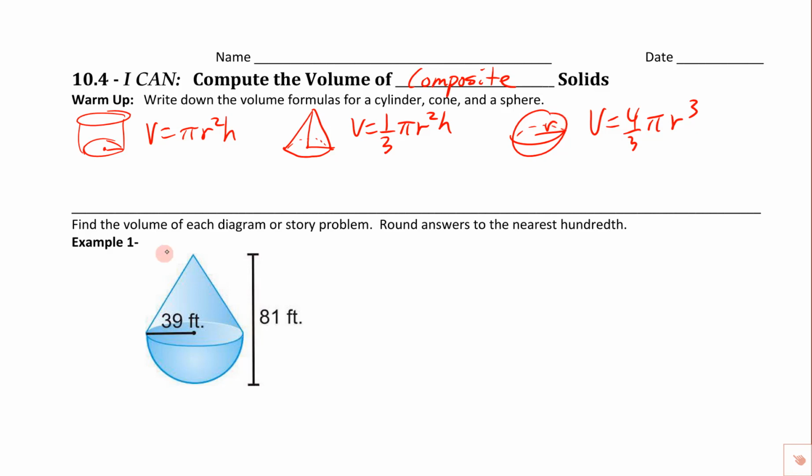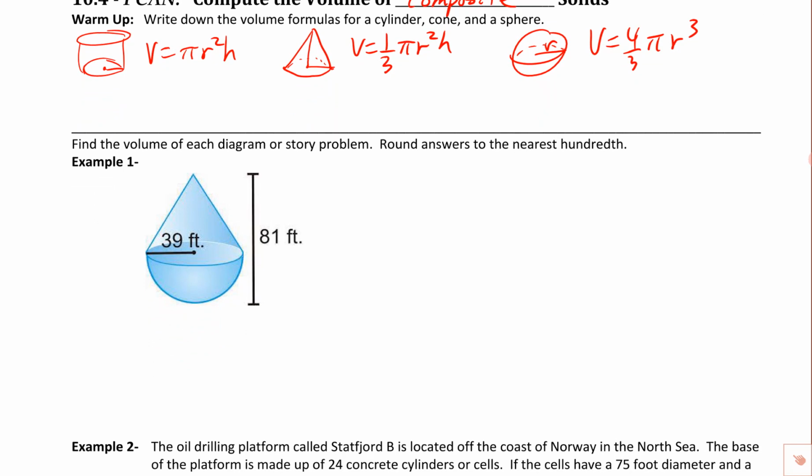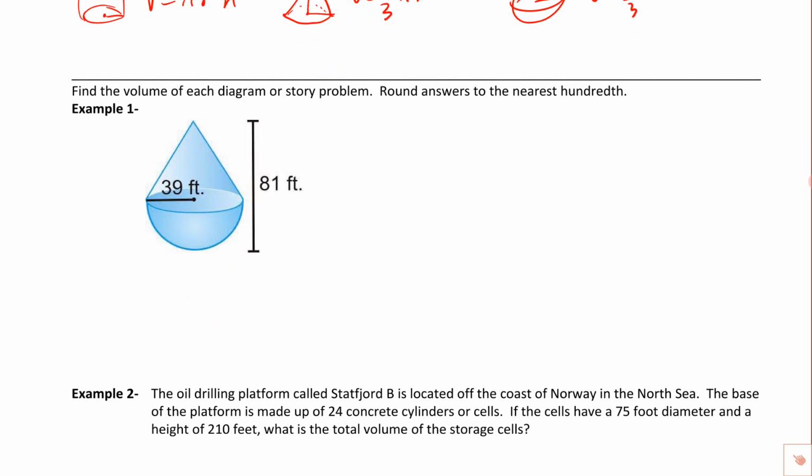So let's take a look at this picture right here. And we've got some story problems and we've got some pictures. It does say round to the nearest hundredth. On example 1, we've got a cone that sits on top of a hemisphere. So let's break this up. We're basically going to figure out what's the volume of the cone, and then we're going to add that to the volume of the hemisphere. So let's think about how we could do that.